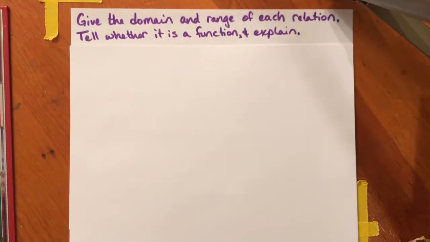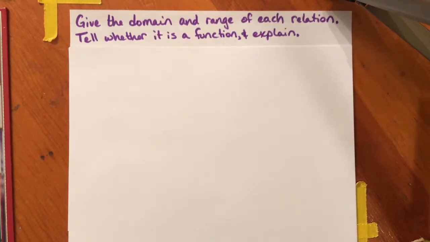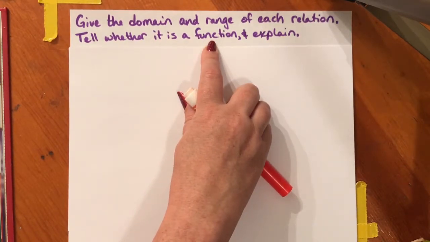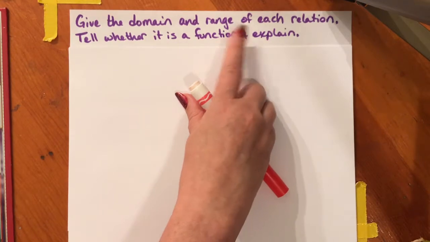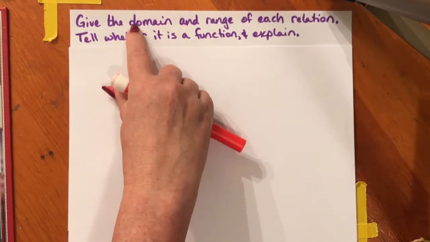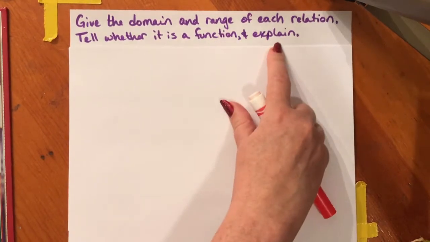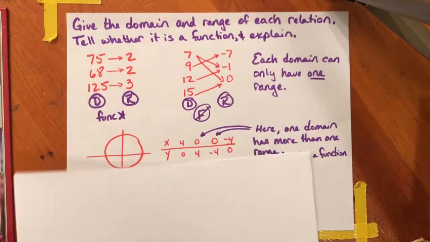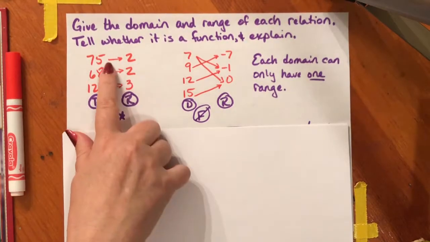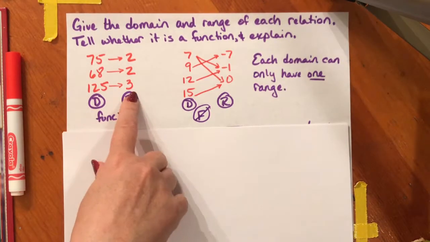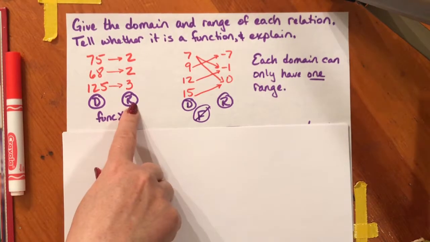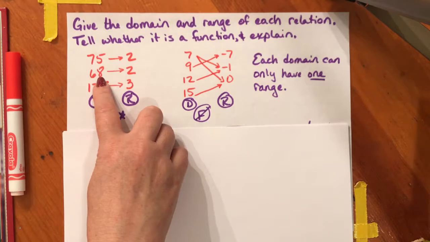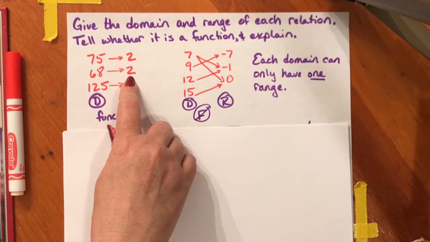The next part of this section asks us to give the domain and range of each relation, which is tell us what all the x's and the y's are, and tell us whether it's a function, and explain. Well, it's a function if each x has only one y. That's our explanation. So we have to go through and discover what their x's and y's are. So in example 3a, each of our x's has one y. This is the domain, this is the range, and it is a function. Now, these two end up with the same y, but we don't care.